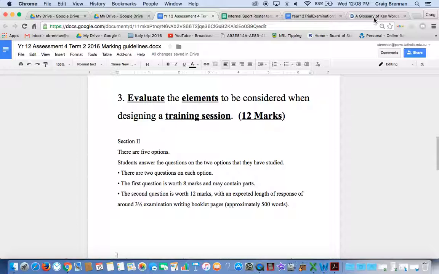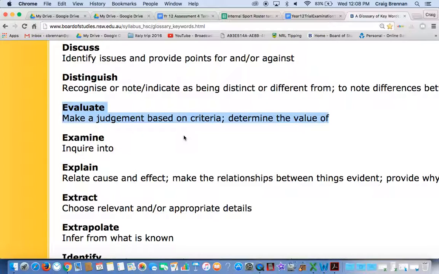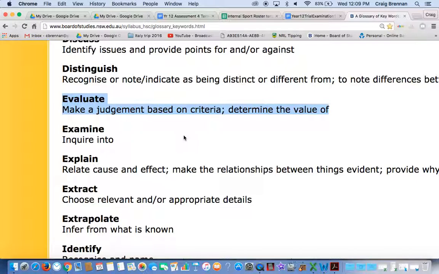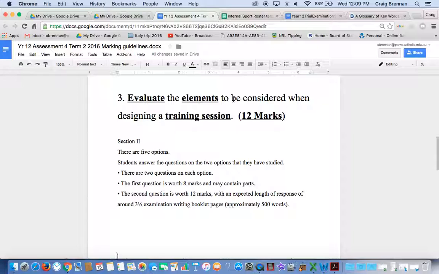We're going to have a look at our key term of evaluate first of all. It says here you need to make a judgment based on the criteria, determine the value of. So you need to make a judgment about the elements of a training session to be considered. Why should they be considered? Why should they be included in your training session?